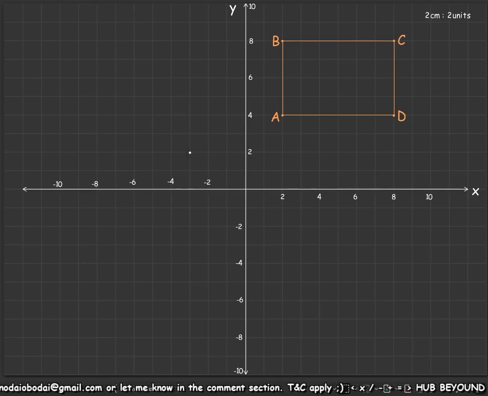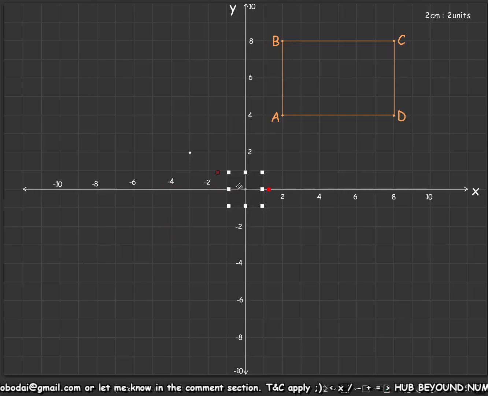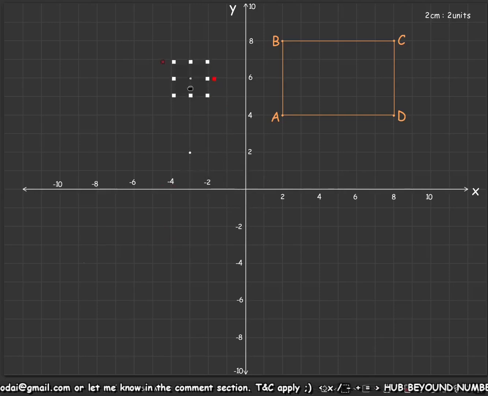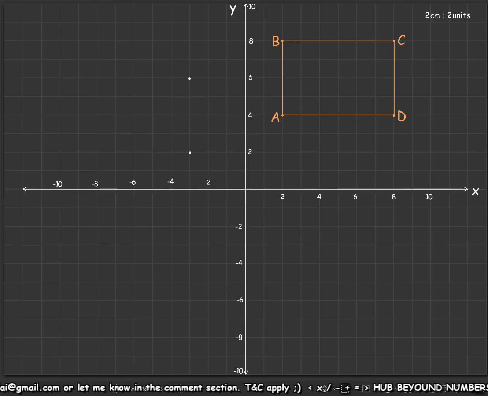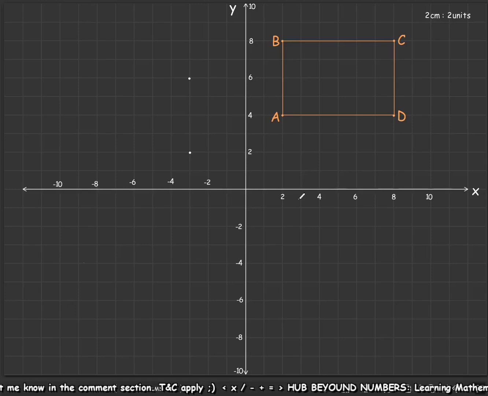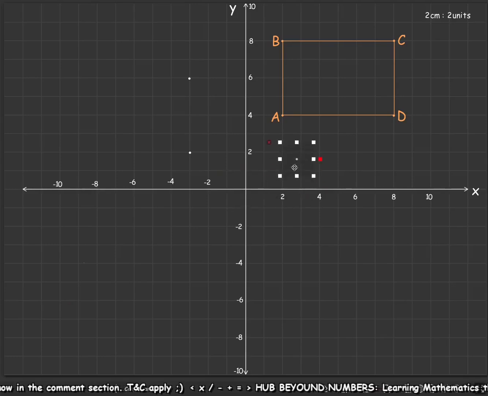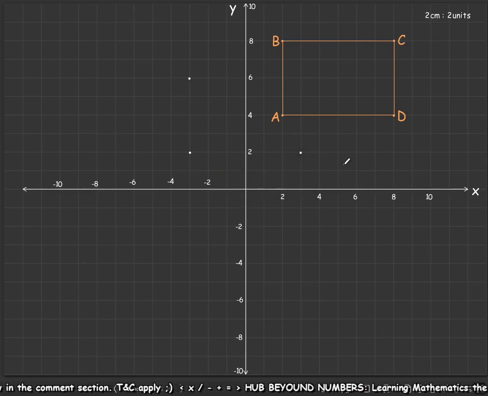Then the next point, which was B1, was negative 3, 6. So negative 3, 6. We have that as well over here. So on x equals negative 3, and then we have our 6 over there. And then the next one was 3, 6. So we look for 3 on the x-axis, and then we move up to 6. That is over here. So I put the point over there.